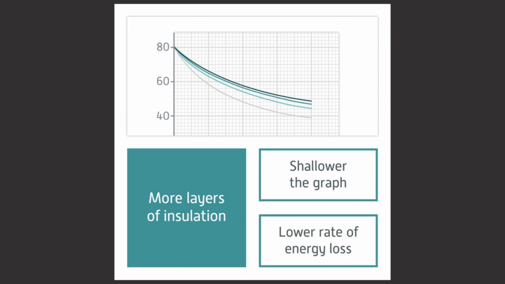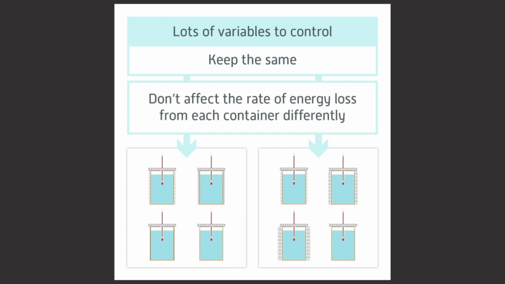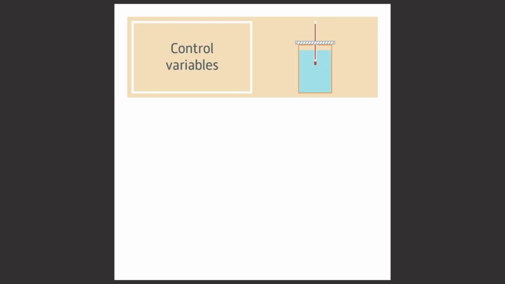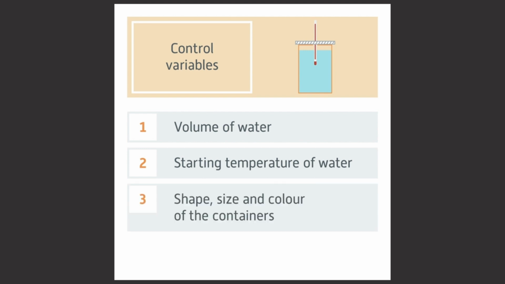You should find that the more layers of insulation you use, the shallower the graph, showing a lower rate of energy loss. In both of these investigations, there were lots of variables that we had to control, that is, keep the same, for all 4 containers, so that they did not affect the rate of energy loss from each container differently. These control variables were volume of water, starting temperature of water, shape, size and colour of the containers, and use of the same lid on each container.